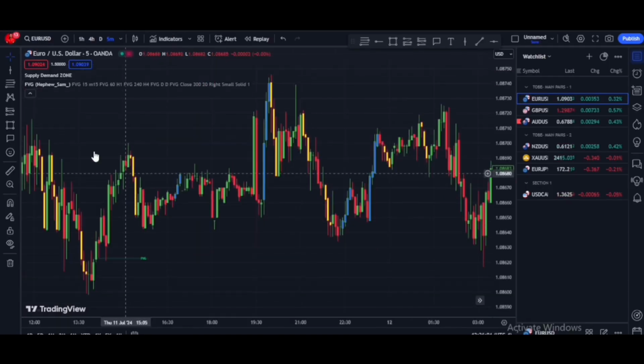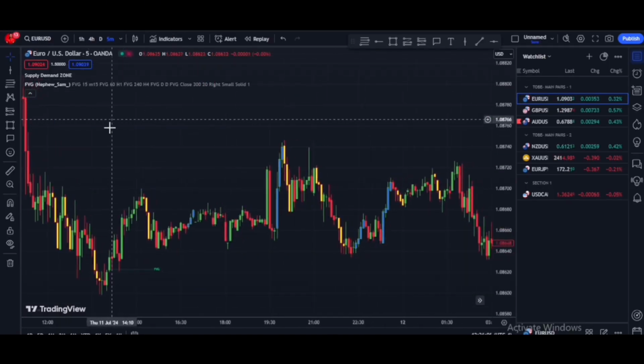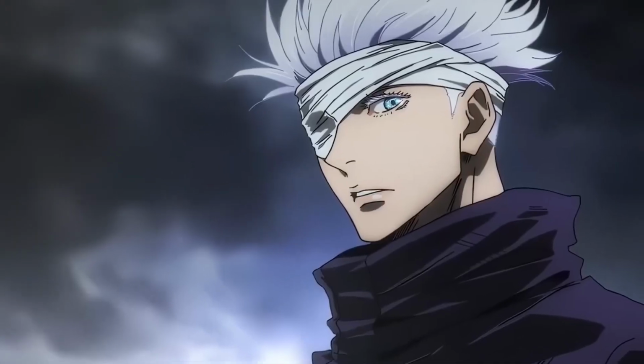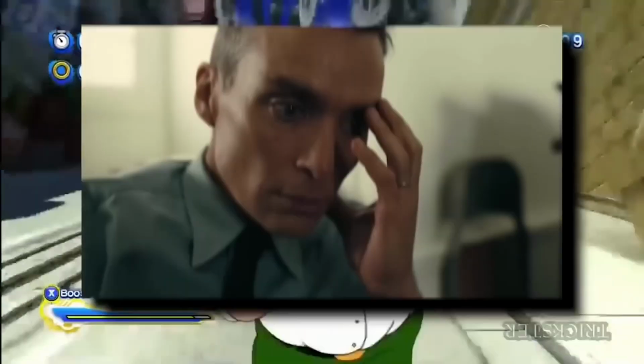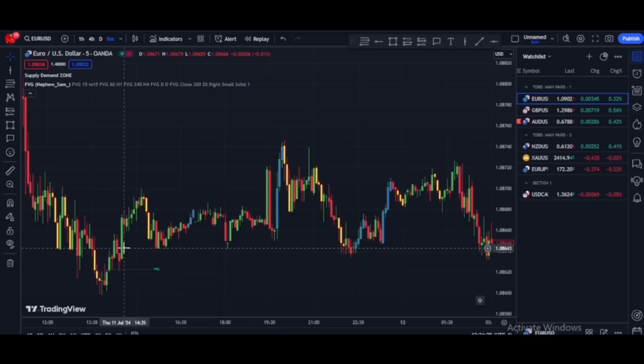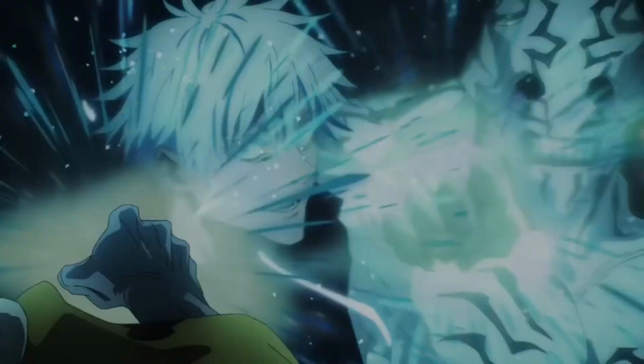The reason why I want you to add this FVG to your chart is because it's going to help you plot out the most precise fair value gaps. In case you don't know what an FVG is, all you have to do is add this indicator to your chart. Alright, so let me quickly show you what a silver bullet strategy looks like to me.